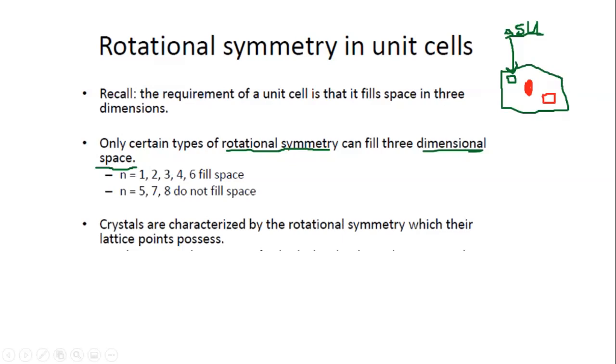Again, this rotational symmetry is based on what symmetry the lattice points possess. Each one of these coordinates is a set of lattice points in your unit cell. Once we have one lattice point, we can use symmetry to generate the other lattice points in the unit cell.